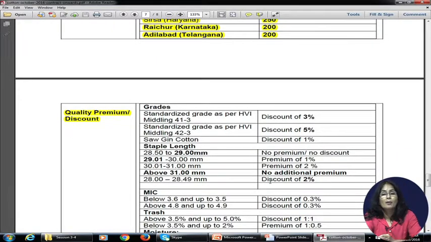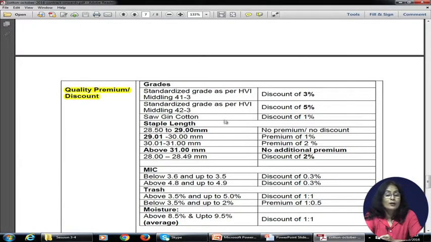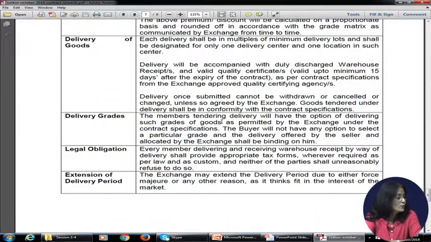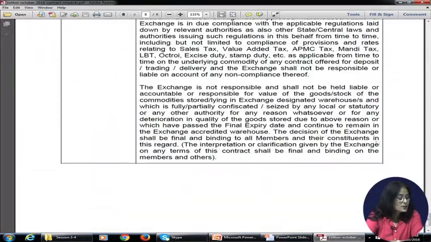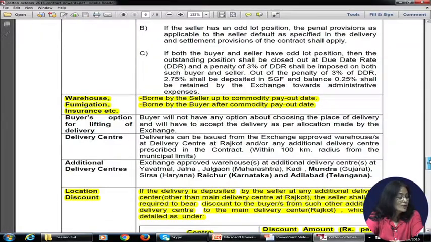Similarly, quality premium and discount. Many times, if the underlying commodity has some quality variations, but within whatever has been mentioned in the quality specification, with only minor variations, there can be some premium or some discount associated with it. So you have the rest of the other things which are mentioned, and this brings an end to our discussion on standardization of the commodity futures contract.